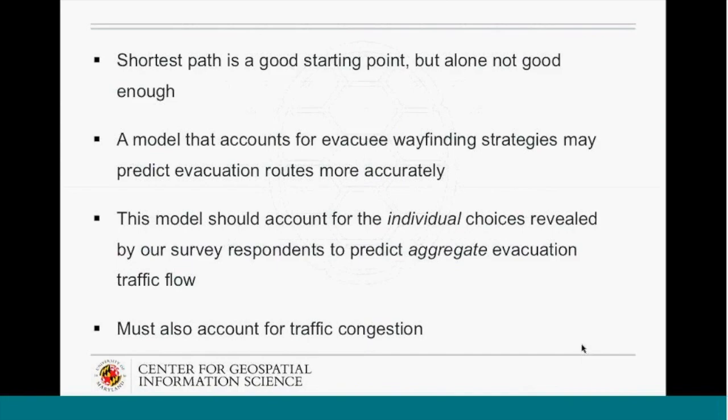So we really need to account for individual choices, those that were revealed by our survey respondents, to predict this aggregate traffic flow. And of course, we also have to consider traffic congestion too, right? It's not just as simple as taking the shortest distance, because the shortest distance may not be the shortest time, depending on how many other cars are on the road at the same time.